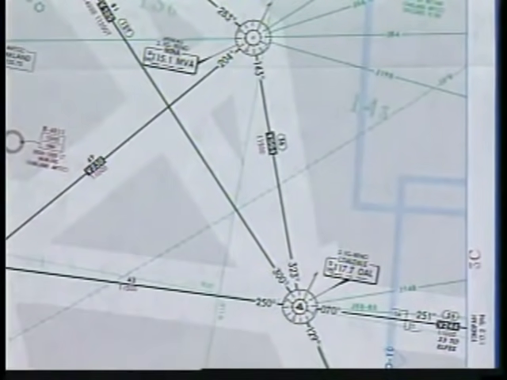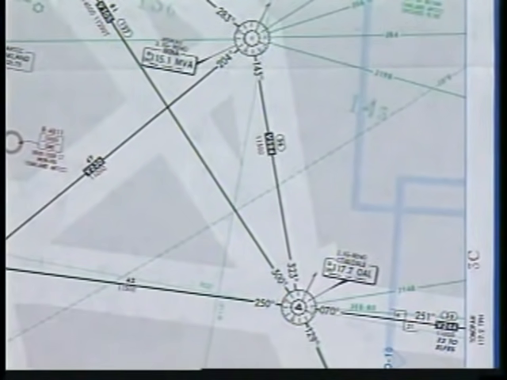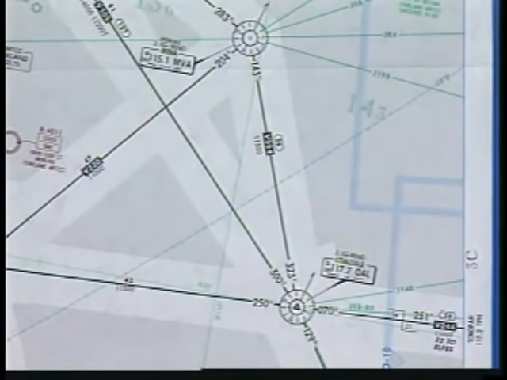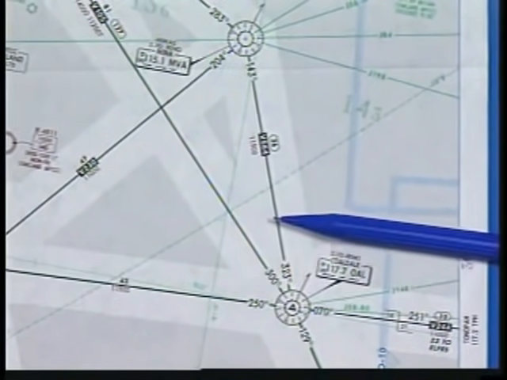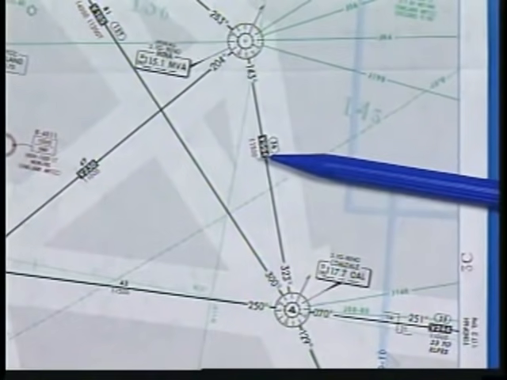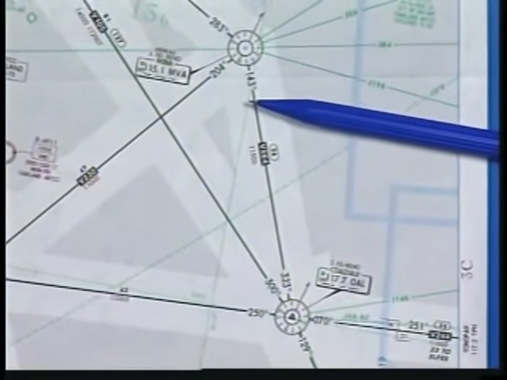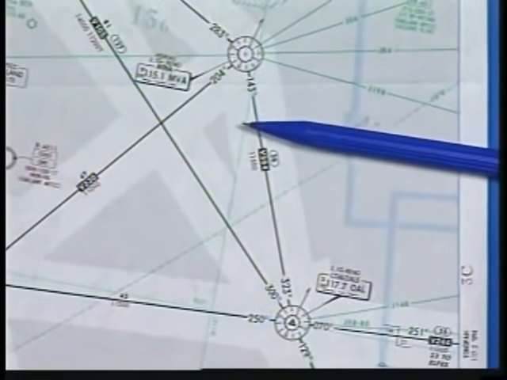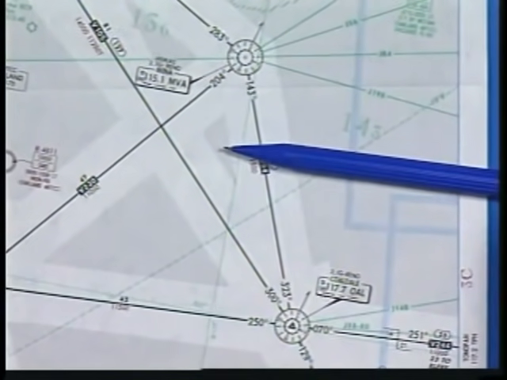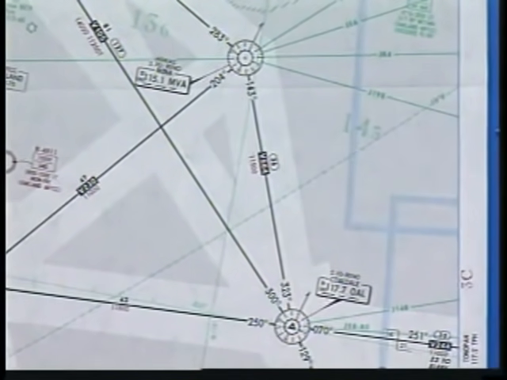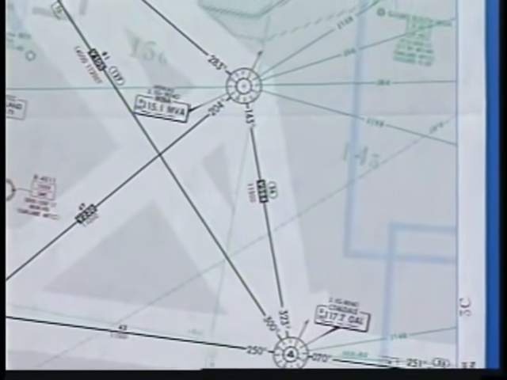Now let's move to the chart itself. We'll begin by looking at some basic methods of airspace depiction. Controlled airspace is shown in white. Within controlled airspace, ATC provides separation for IFR traffic. Uncontrolled, or Class G airspace, is shown in gray and extends upward to 14,500 feet MSL.